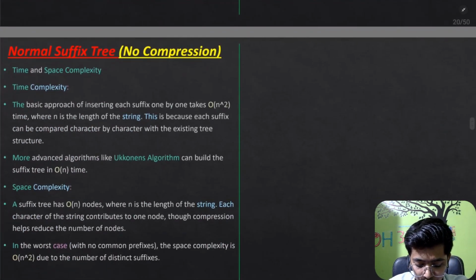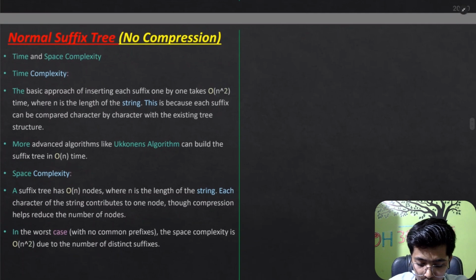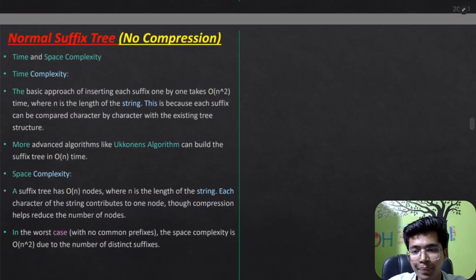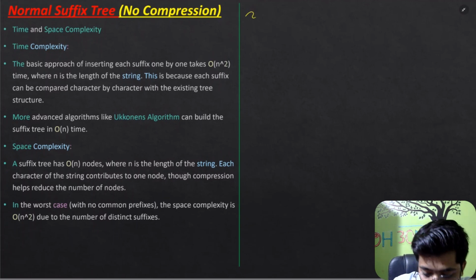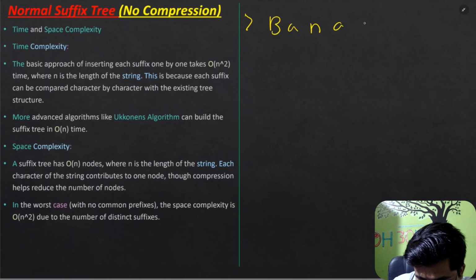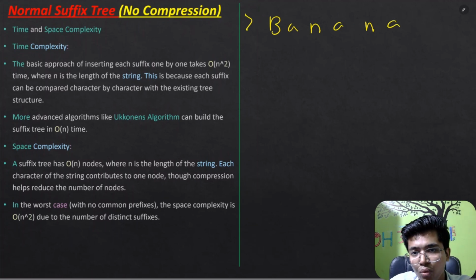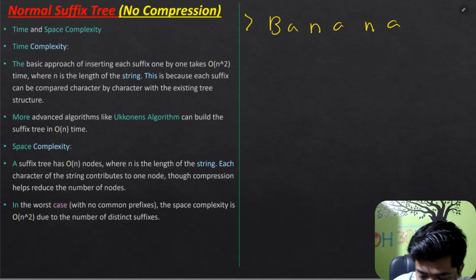Normal suffix trie, no compression. Now let's look at how we build a normal suffix trie. First we took an example of banana. Let's again take that example. Let's say we have the word banana, B-A-N-A-N-A. To insert this word, first we have to initialize a root. So for that we'll be initializing a root.